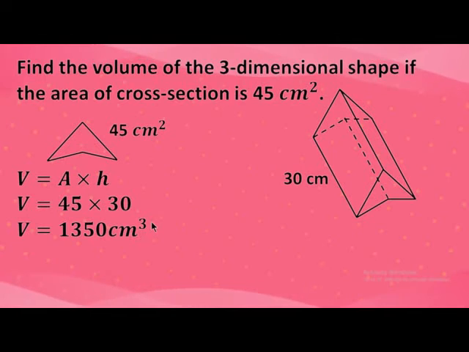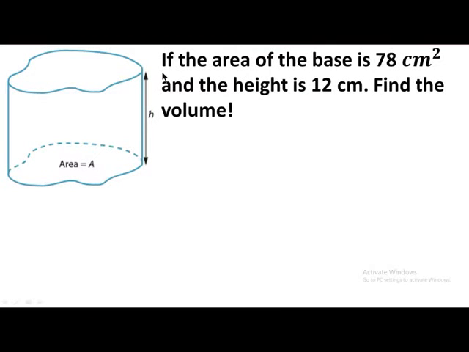1350 centimeter cube. How to solve this kind of question? If the area of the base is 78 centimeter squared and the height is 12 centimeter, find the volume. The first thing that you need to be sure about is that the base and the top side are congruent. As you can see here, they are congruent. And the second thing that you need to make sure of is that the sides are parallel. And you have probably known that they are parallel. If you're sure about those two things, you can say that this is a prism.